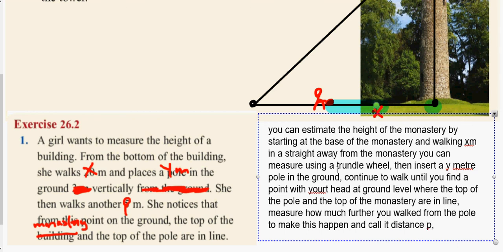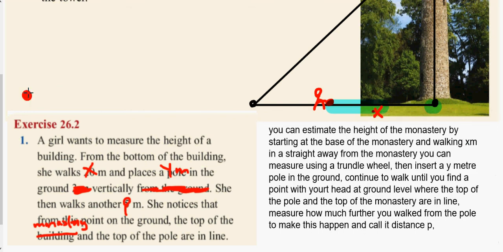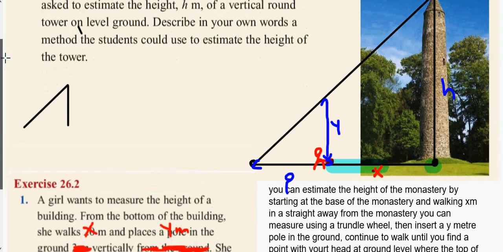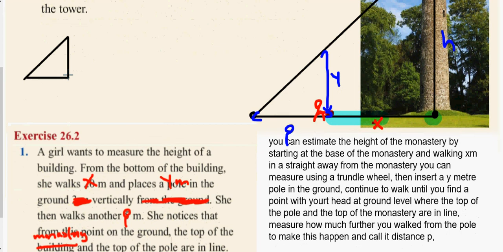Okay, so essentially what's going on here, guys, is that if you remember correctly, I'm just going to throw some numbers in here. This one's X. The distance from here to here is P. The height of your pole is Y. And the height of the monastery is H. What's the question want me to do again? How do you get the height of the tower? I'm just going to do two parts here.